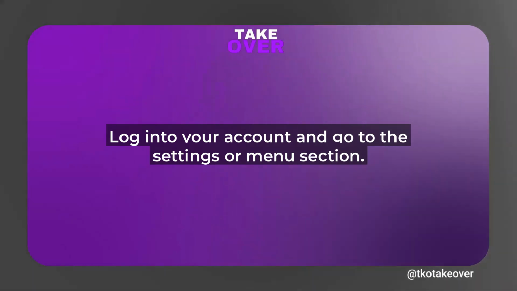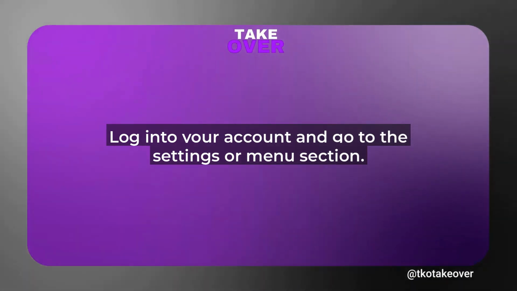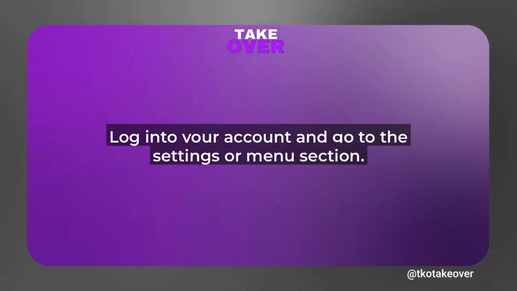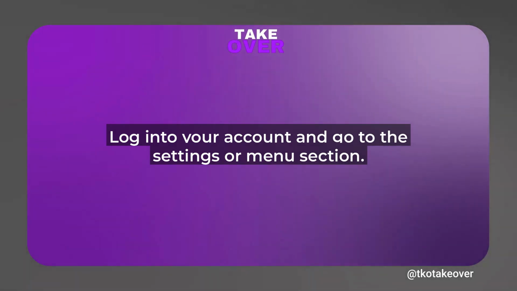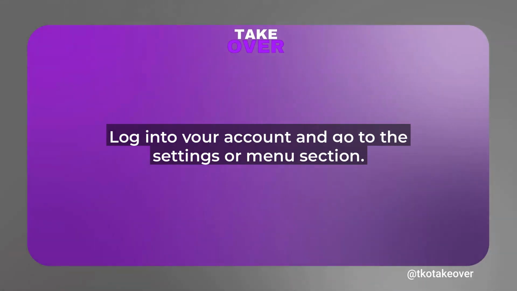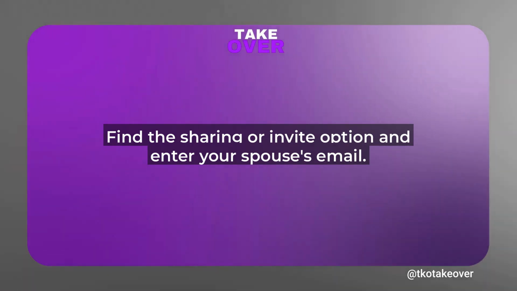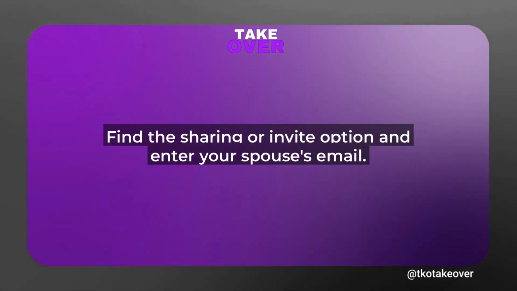Step 2. Once you're in the sharing area, you'll see an option to invite someone. Click on that, and you'll be prompted to enter your spouse's email address. Make sure it's the one linked to their Goodbudget account. If they don't have one, they might need to sign up first.